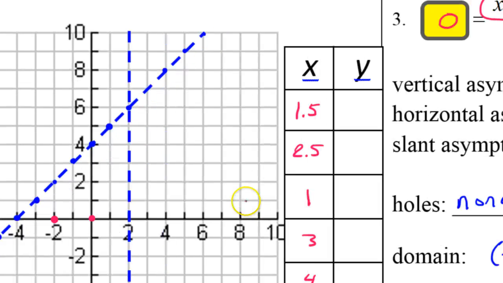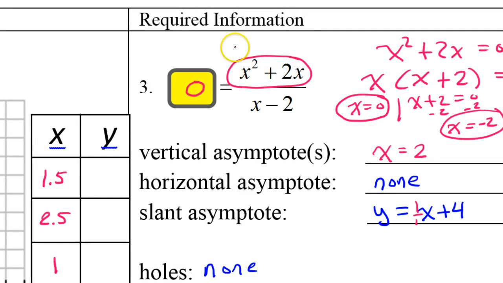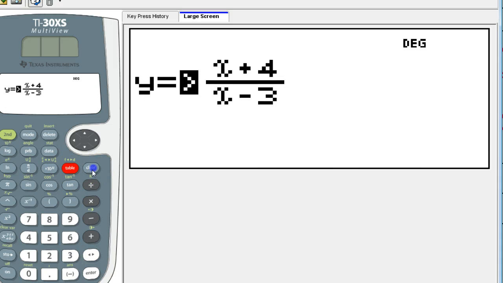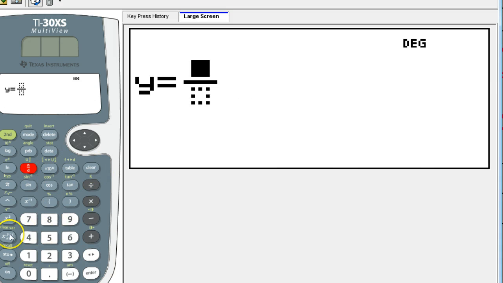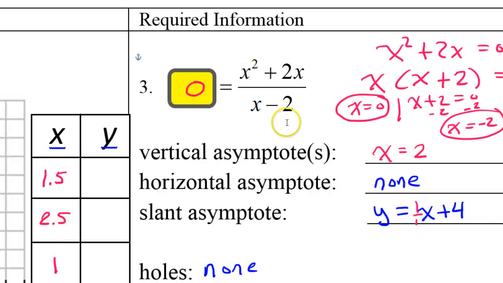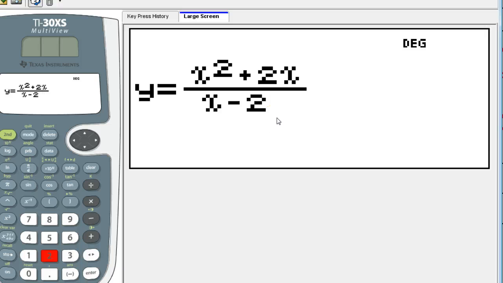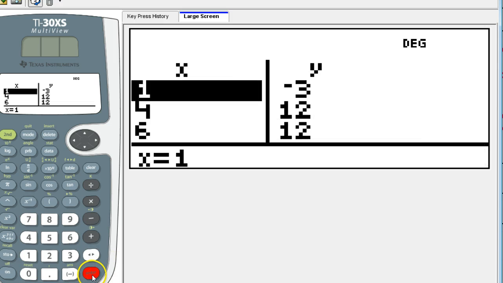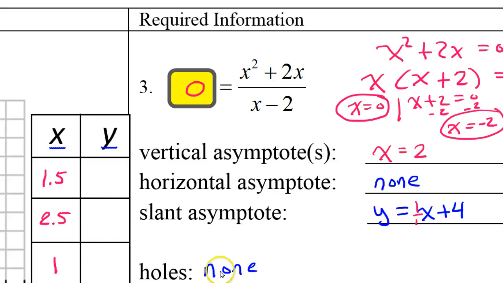Okay, so I'm going to just put this function in my TI-30XS MultiView. So what was it? X squared plus 2x over x minus 2. Yep. So there it is. I like to be in ask mode instead of auto when I make a table of values. So it's a personal choice.